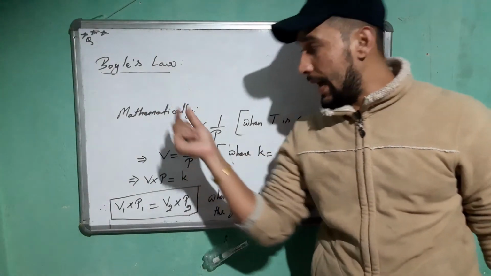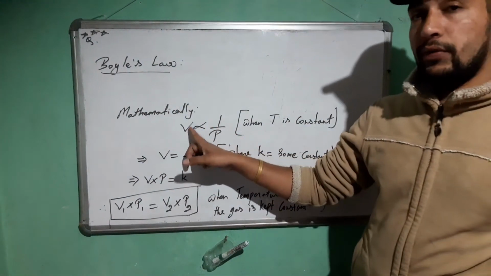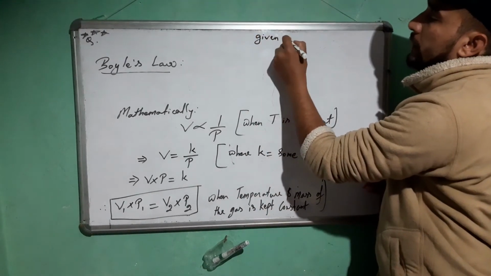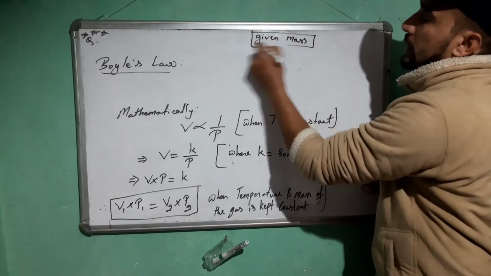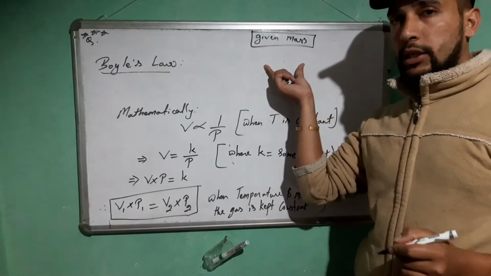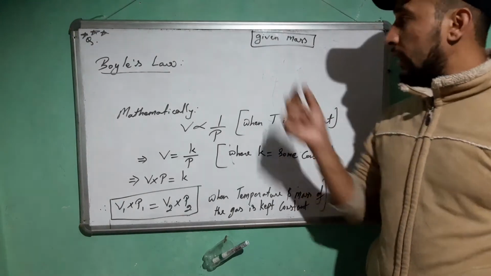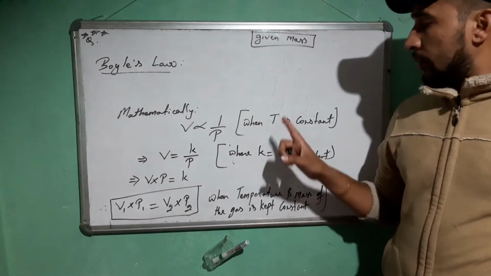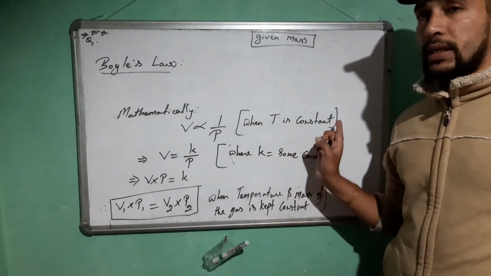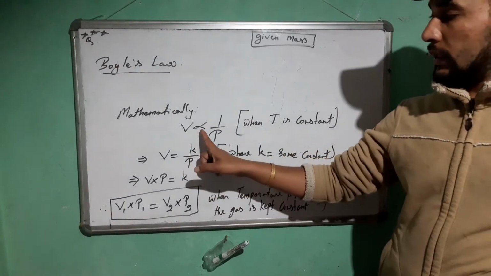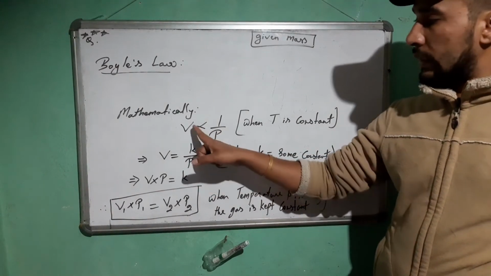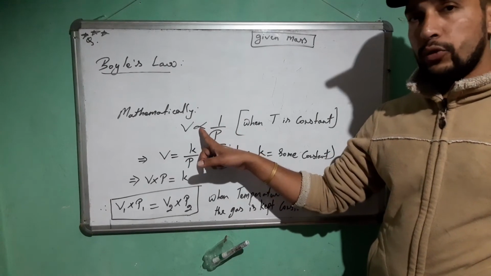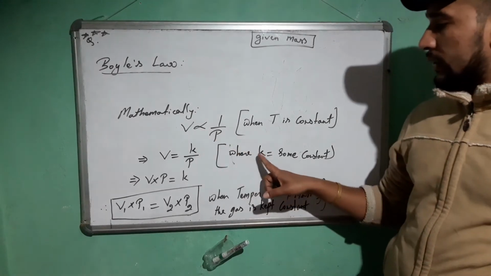Boyle's law says that the volume of a given mass of gas, don't forget the words given mass, is inversely proportional to the pressure provided the temperature of the gas is kept constant. Given mass means the mass is fixed. It might be 1 kg, 2 kg, 3 kg, 4 kg. Mathematically, V is proportional to 1 by P. From here, if you remove the proportional sign, then you have to put some constant, let that constant be K.